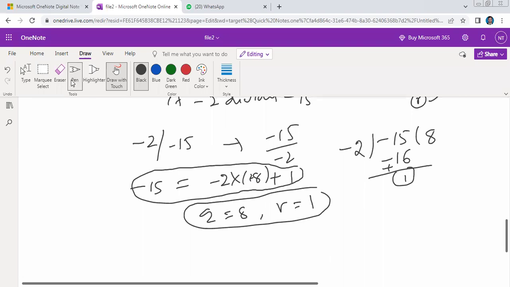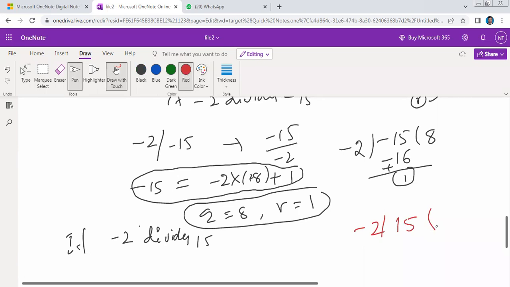Right? One more question. Minus 2 divides 15. If minus 2 divides 15, what is the quotient and remainder? 15 is divided by minus 2. Here the quotient is minus 7.